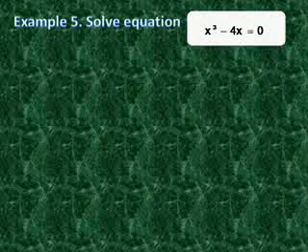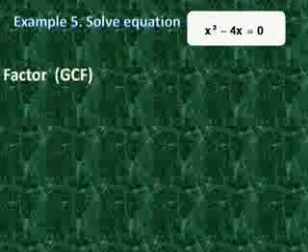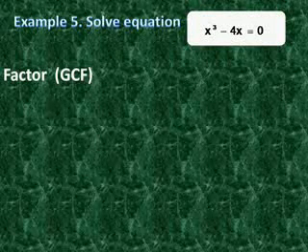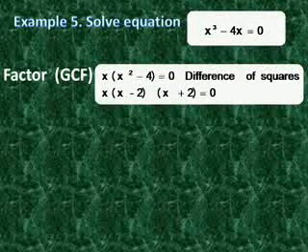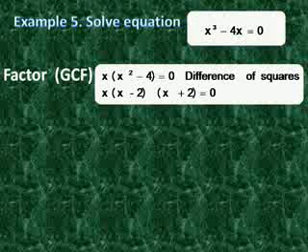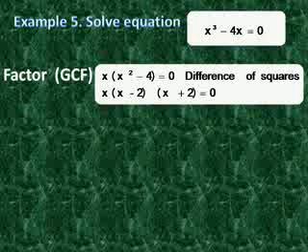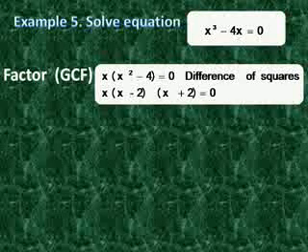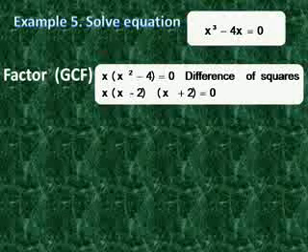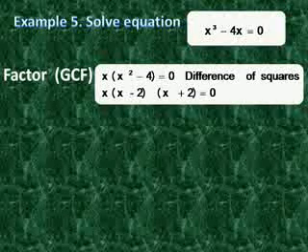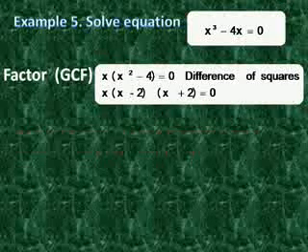Example 5. Solve the equation x cubed minus 4x equals 0. First we have to factor the greatest common factor, which in this case is an x. x times x squared minus 4 equals 0. x squared minus 4 is the difference of squares, which can be factored as x minus 2 times x plus 2. So this equation will have 3 solutions.